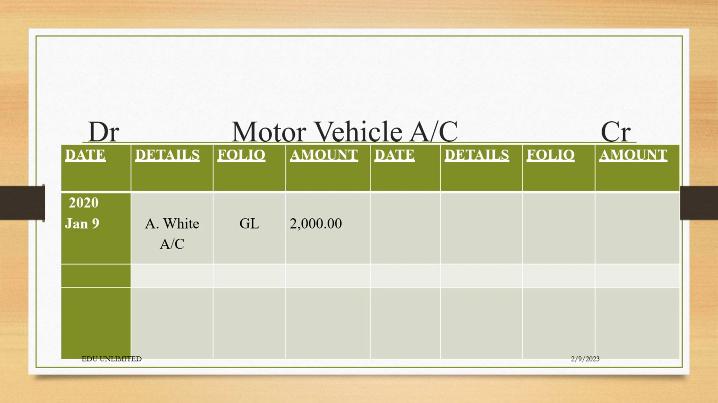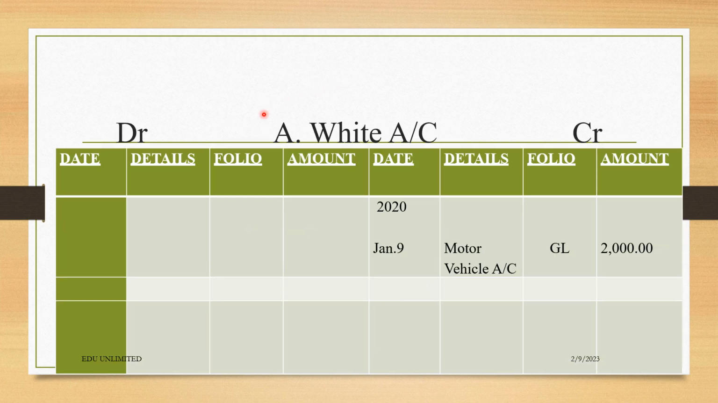The motor vehicle account, to increase an asset, we debit. On January 9, A. White is the details, the folio is general ledger, and the amount is $2,000, all on the debit side of the motor vehicle account. On the credit side of A. White's account, date January 9, details, it's coming from the motor vehicle account, that's the double entry, and the folio is general ledger, the amount being $2,000.